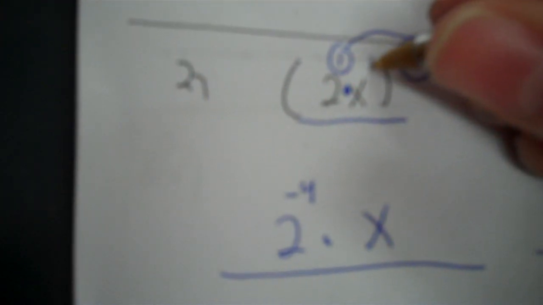Number 2, we have 2 times x in parentheses, and then that negative 4th power is outside the parentheses, waiting to be distributed to whatever exponents are inside. So it's times with exponents, multiplication. So we have 2 times x, and then 2 to the 1. 1 times negative 4 is negative 4, and then x to the 1. 1 times negative 4 is negative 4.